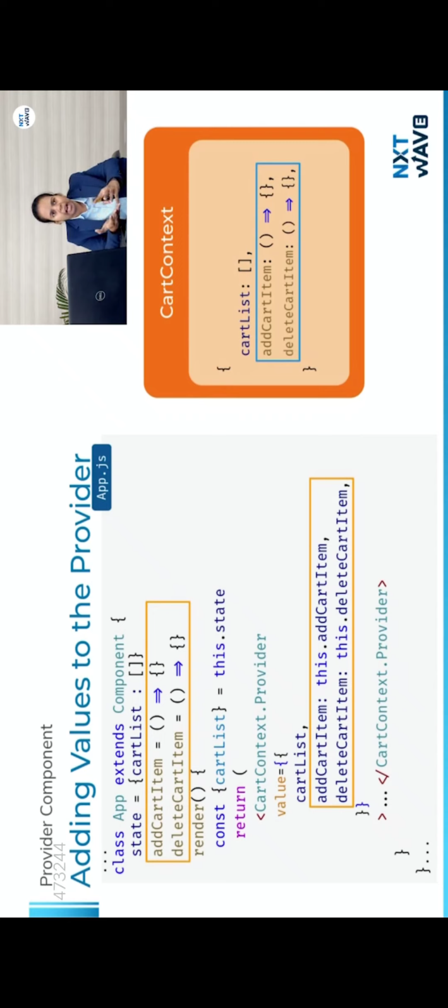So we have to provide the cart list, add cart item and delete cart item, and we are providing all of them there as value to the provider component, and that's it. Okay, it's done, right? So let's do these steps. Now to the provider component, we also have to provide the add cart item and delete cart item updation methods. Currently they are not present in the app component. So let's start writing them.